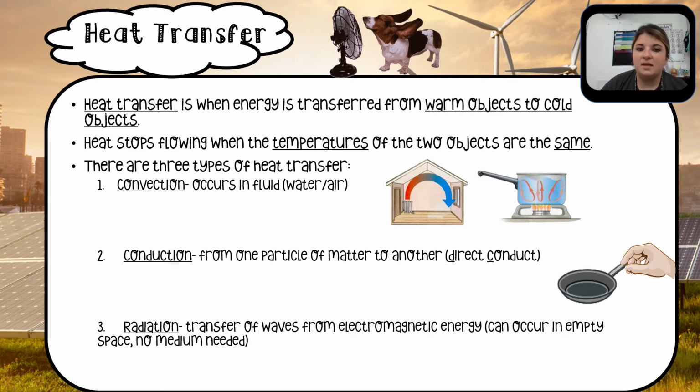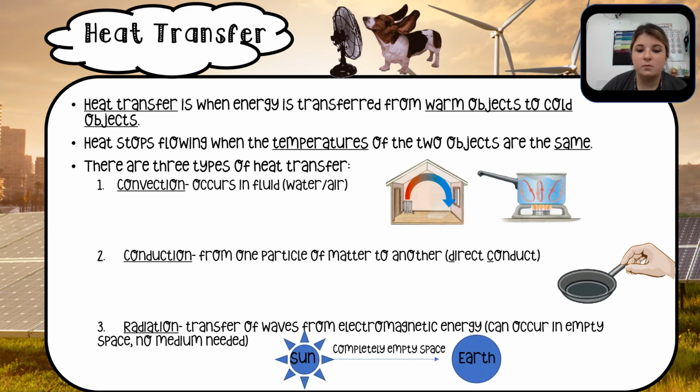So the way that the heat and the light from the sun gets to Earth is through radiation, because conduction and convection cannot travel through completely empty space. It has to have particles of something, which we'll talk about more on the next slide, what I mean by the particles. But in outer space, there are no particles, so it's completely empty space. So the only type of energy that can travel there is radiation.